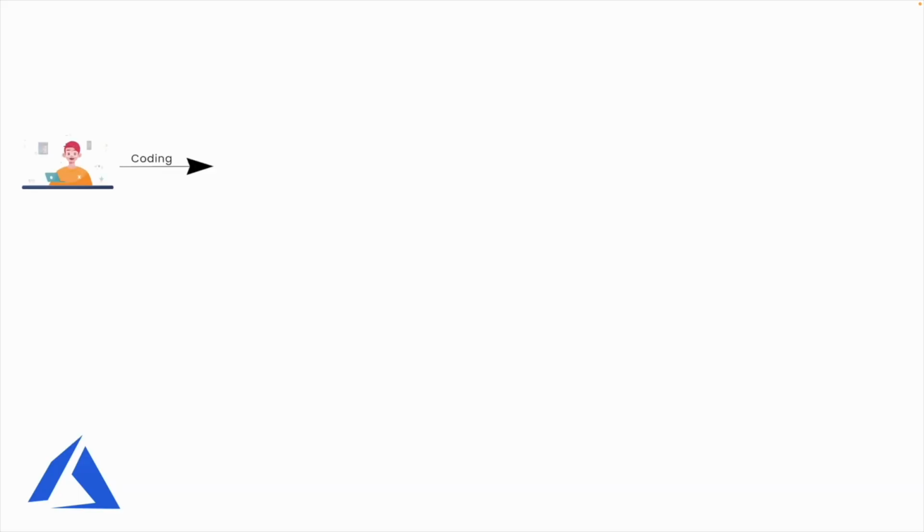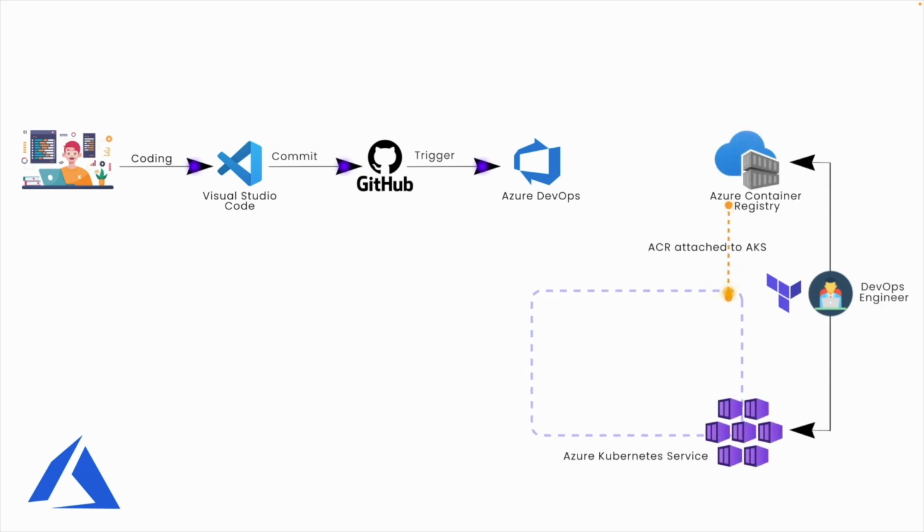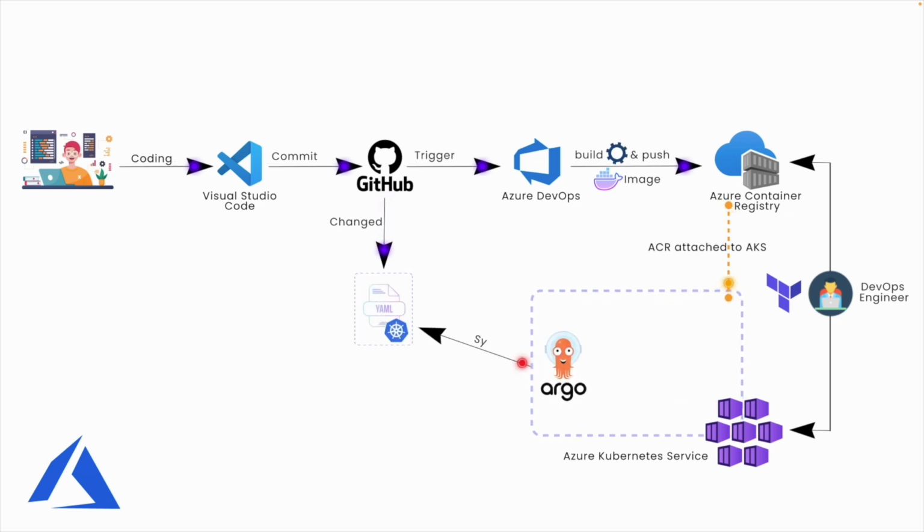Last but not least, we will use Azure DevOps to build and push the Docker image to Azure Container Registry, and Argo CD to continuously deploy our application on Azure Kubernetes Service. The developer will start coding on Visual Studio Code, then commit his code to GitHub and it will trigger Azure DevOps. Then Azure DevOps will build and push the Docker image to ACR. So we'll make modifications to the YAML files and Argo CD will sync the changes to our AKS cluster.